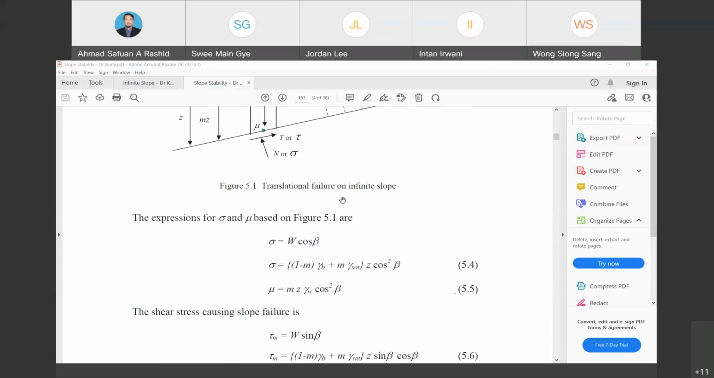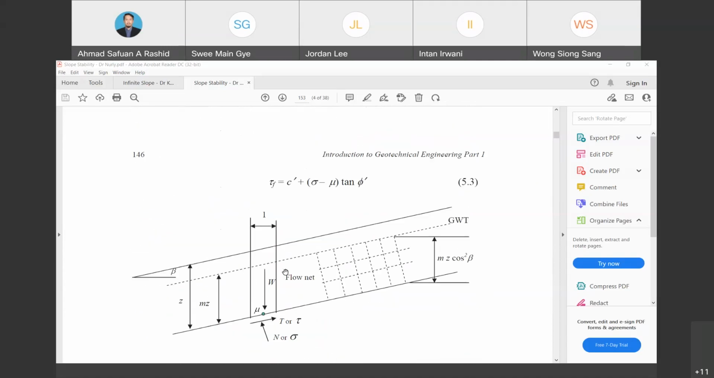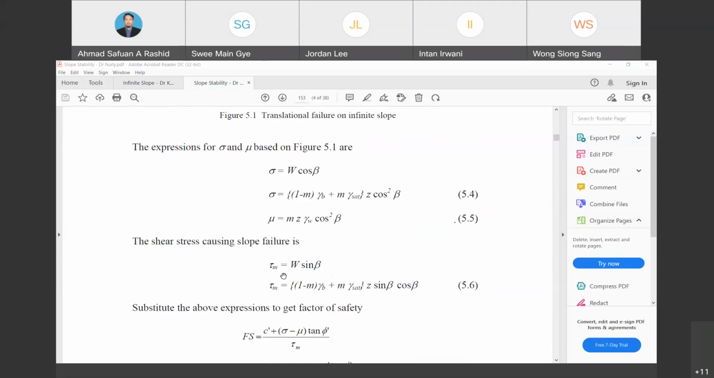So this is how Dr. Noli Gofa introduces the M approach: 1 minus M times gamma B plus gamma times M times gamma saturated. While for the nu 5.5, this nu should be included in the 5.3 later on to get the full tau F for the shear strength. While for the shear stress, W sine beta.